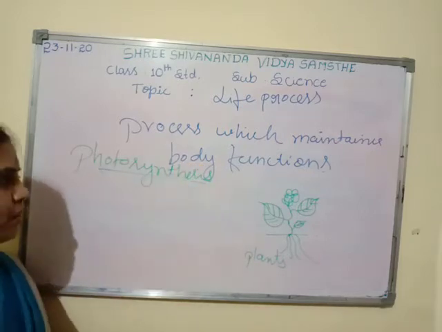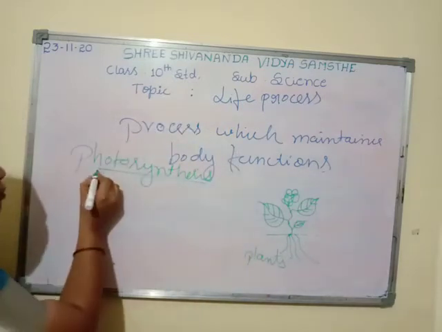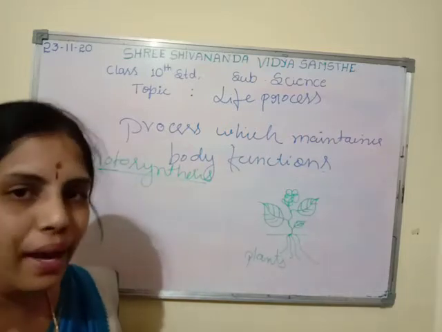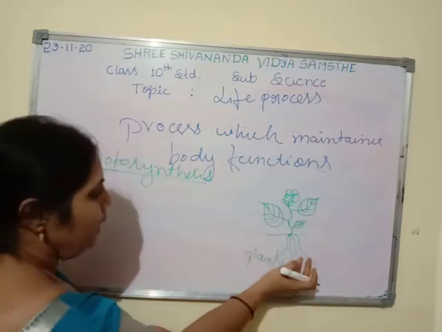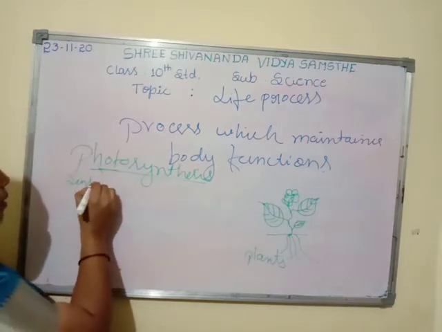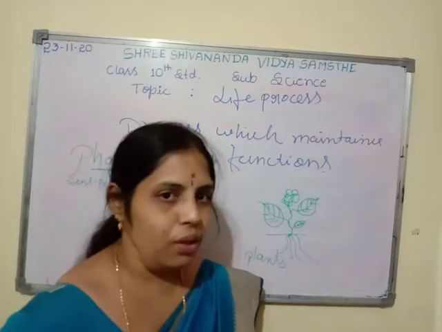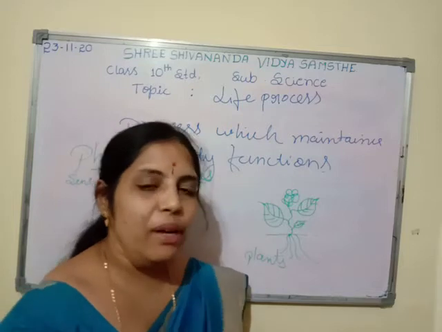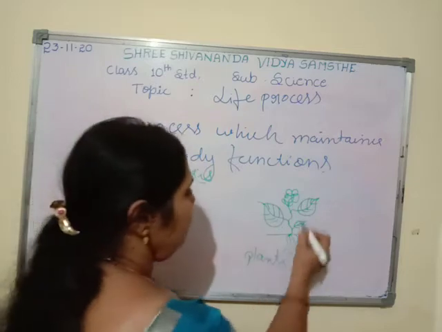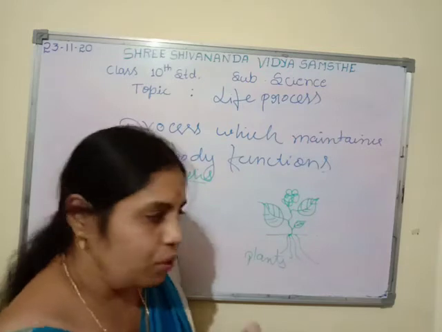Dear students, what is meant by photosynthesis? Photo means sunlight, and synthesis means to prepare. So this plant prepares its own food by using sunlight. Do you think that is enough? Is only sunlight enough to prepare their own food? No, they need many abiotic factors. What are those factors? So this is the plant, and it can prepare its own food by the process known as photosynthesis.